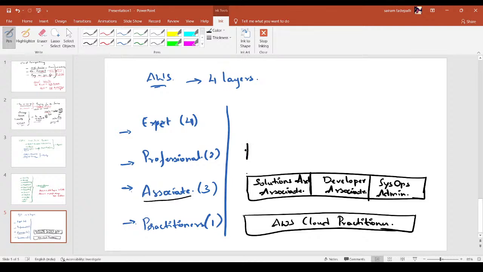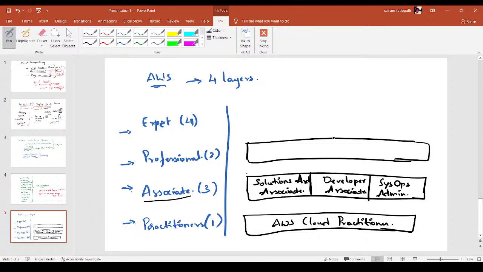And coming to professional level, we have only 2 different types. So let's divide this one into 2 parts. That is again solutions architect professional, and DevOps.